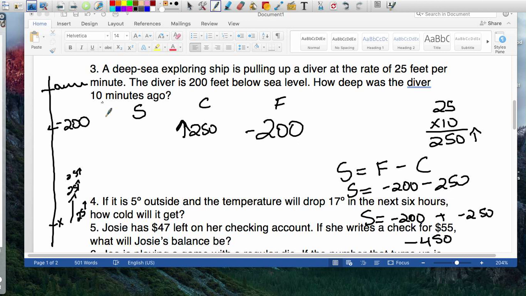So how deep was he 10 minutes ago? He was at negative 400 feet. And that makes sense. He was negative 400 feet, negative 450 feet underwater. And then per minute, he's been climbing up, going up and up. In 10 minutes, he came up 250 feet. So where is he now? At negative 200.